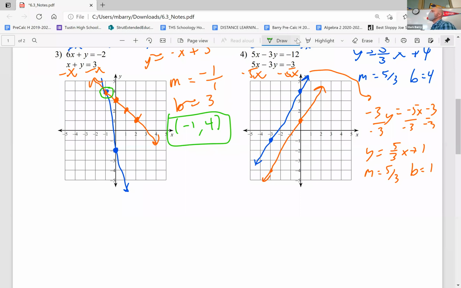Okay, now the solution is where they intersect. So where do these two intersect? Trick question, right? They do not intersect. So what do you think that means when they do not intersect?